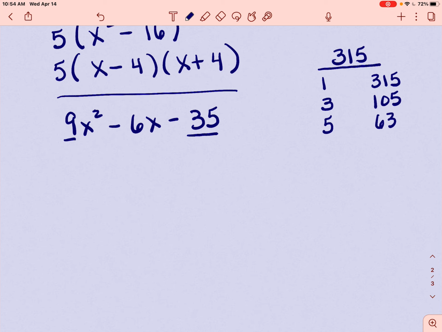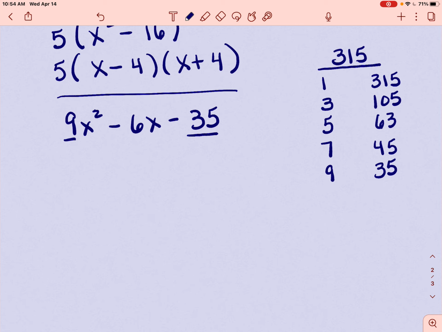Six go in there? Nope. Seven? Yes. Eight? Nope. Nine, yes.